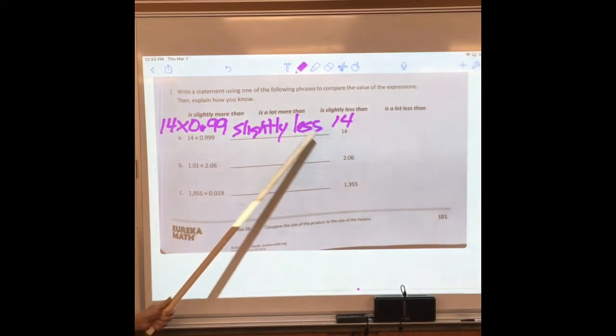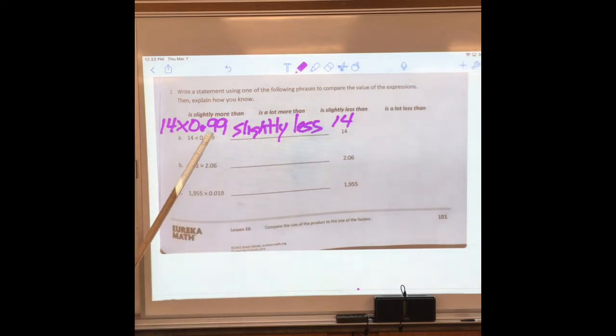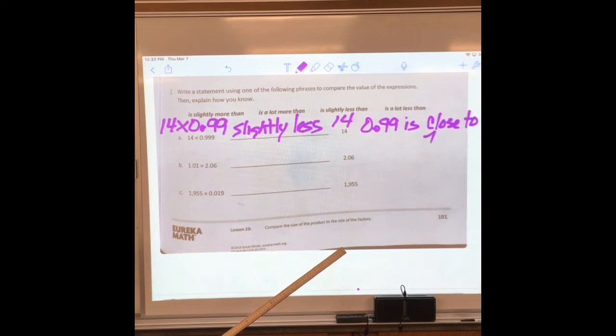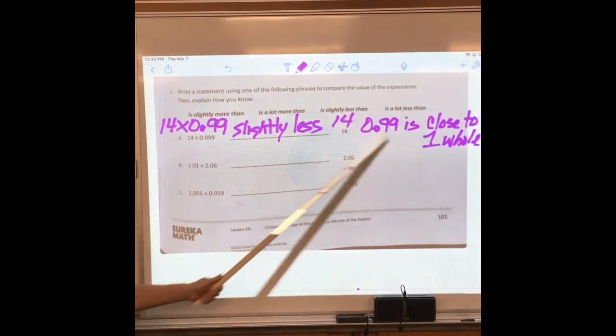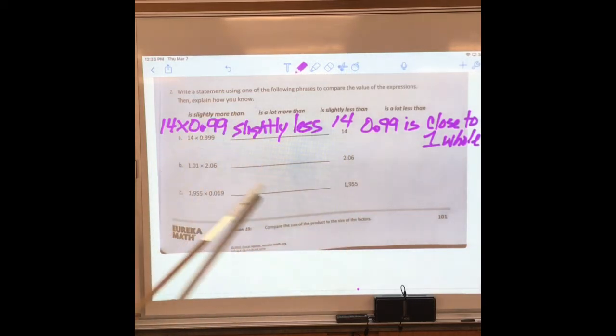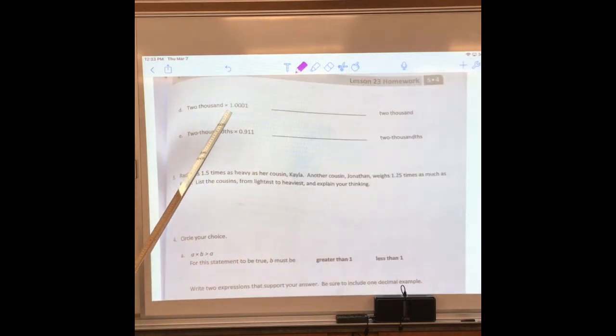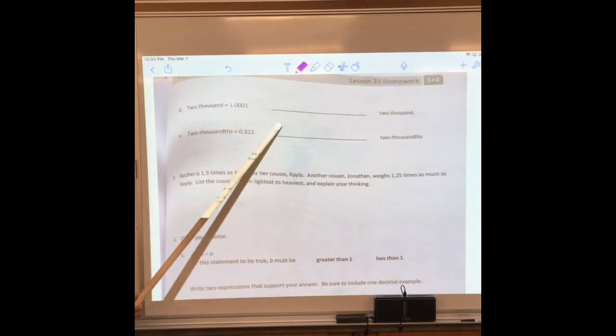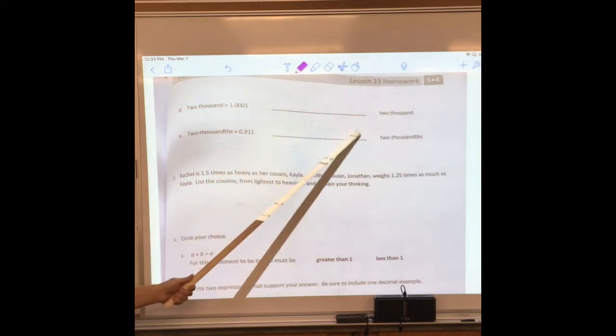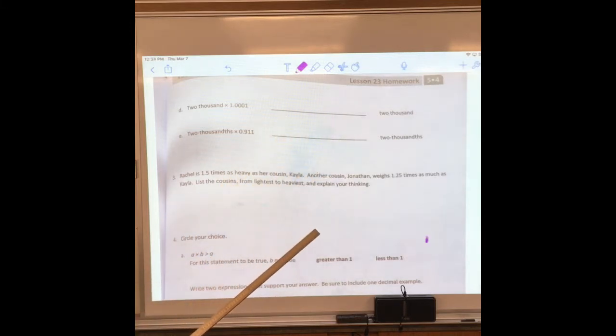So I write in slightly less. Why is it slightly less? Because 0.99 is close to 1 whole. Right? Does that make sense? And that's the way you do these problems. Okay? Now this problem, 2,000 times 1 point. Wow. Is that slightly more, slightly less, a lot more? Which one is it? You need to fill that out in there.